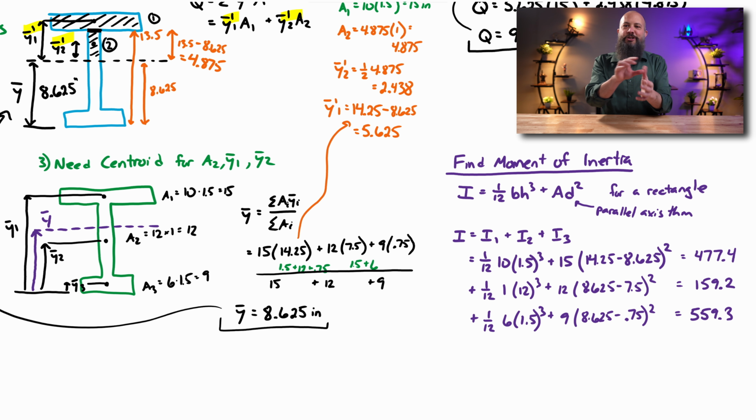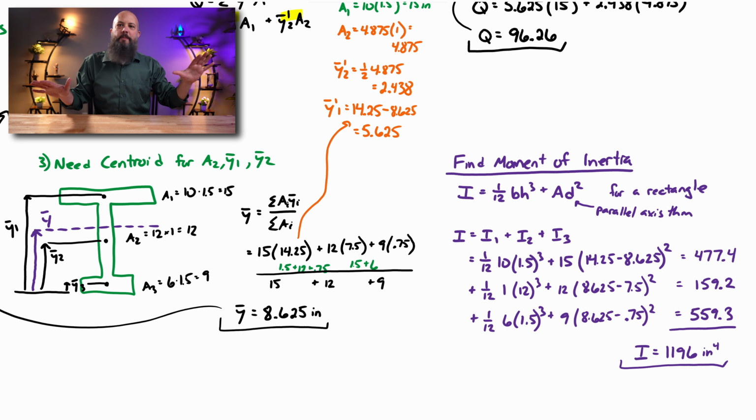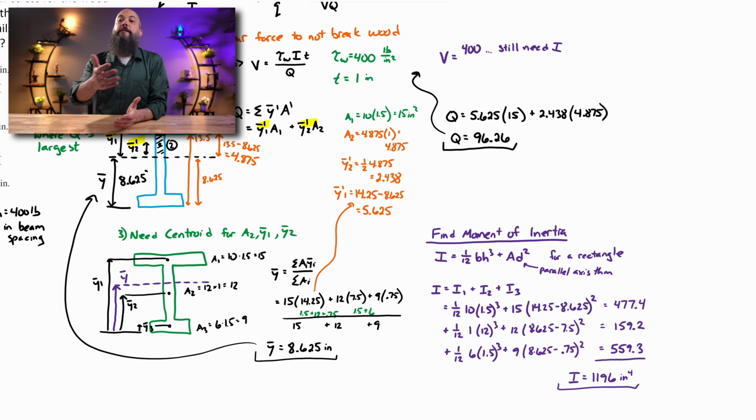Above or below, take your pick. So here in my D squared in this equation, the 14.25 is that Y bar 1, Y bar 2 is 7.5, and then this Y bar for the bottom one is 0.75. All right, so do all the math, plug it into the calculator. 1196 inches to the 4th.